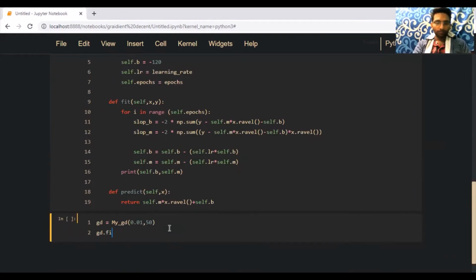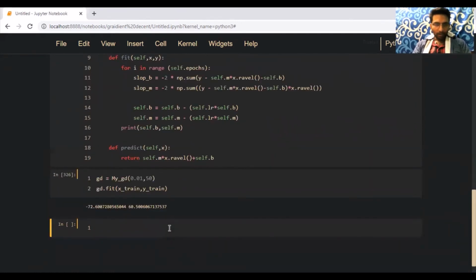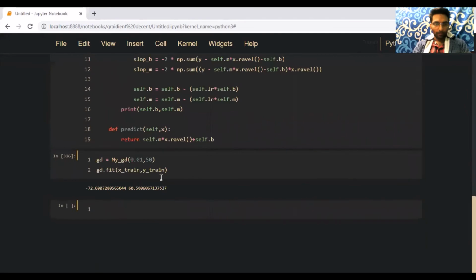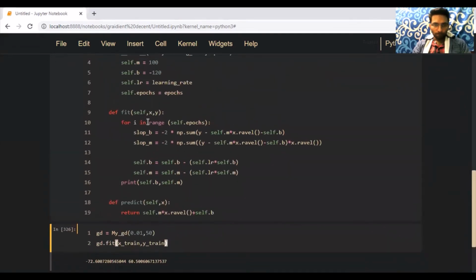Now I will use the fit method here: GD dot fit, my x train, comma y train. So the coefficient value we are getting here is minus 72 and 60, but above we were getting 28 and 2. Now what's the problem? Okay, this is the problem.